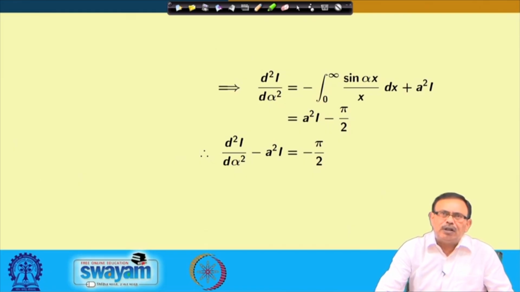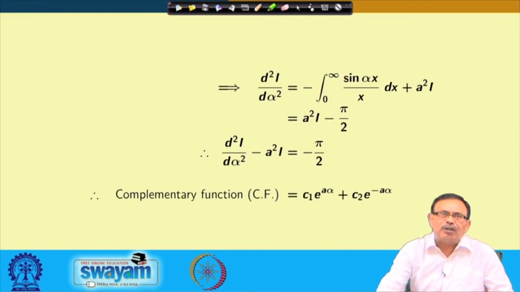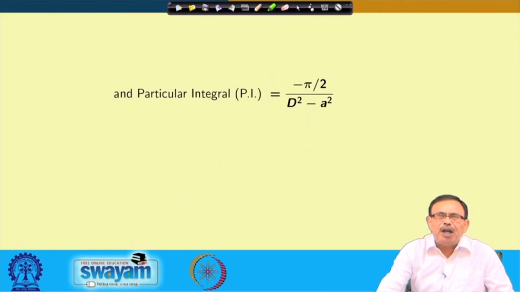So, the solution of this second order ODE will consist of two parts, that is CF and PI. Complementary function will be, as I have told you, it has two roots, m square minus a square equals 0, the roots are a and minus a. So, the complementary function simply I can write down C 1 into e to the power a alpha plus C 2 into e power minus a alpha, and the PI will be minus pi by 2 by D square minus a square. This I can write it as pi by 2 a square, from denominator a square I can take common.